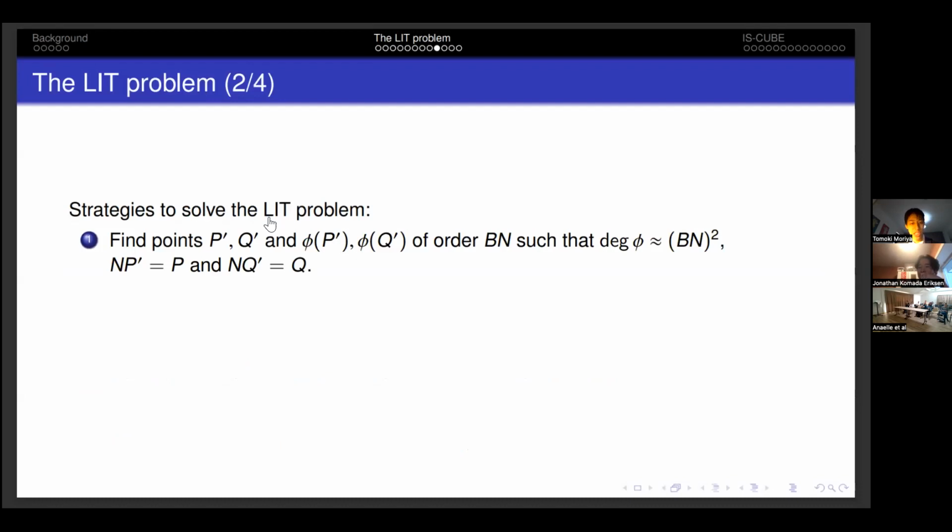The first strategy is to find points P' and Q' and the image points of them. The order of P' and Q' is B times large N, and it satisfies that the degree of phi is almost the same as B N squared. And N P' is equal to P and N Q' is equal to Q. So after we find P', Q', phi(P') and phi(Q'), by using Lobel's attack, we can solve the LIT problem. This is the first strategy.